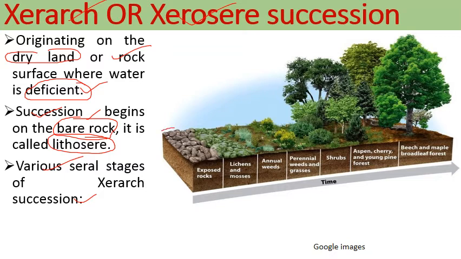Initially, firstly, this succession requires a bare area, bare rock, which has no evidences of previous life forms. So exposed rock, it is first inhabited by the pioneers, which are lichens. Lichens are followed by mosses, then next are annual weeds, then perennial weeds, then comes shrubs, then comes some small trees, and finally the large sized trees. So this is the succession of tropical region because it includes the plants which are broad leaved.